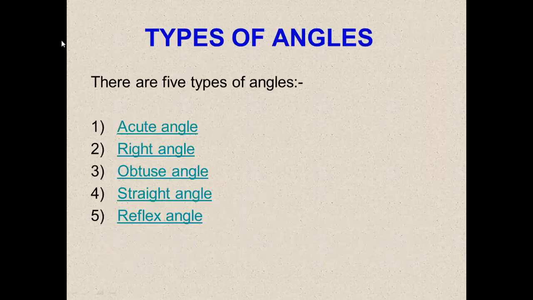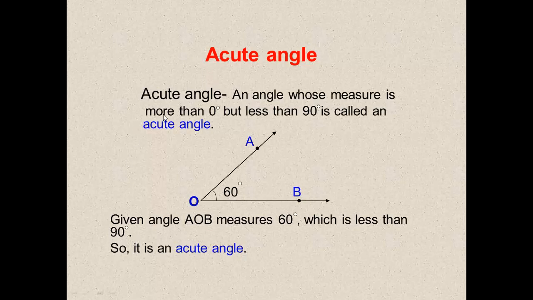Okay, now we will study the types of angles. There are 5 types of angles: acute angle, right angle, obtuse angle, straight angle, and reflex angle. Acute angle, everyone studied before what is the meaning of acute angle. An angle whose measure is more than 0 but less than 90 is called an acute angle. Given angle AOB measures 60, which is less than 90, so it's an acute angle.